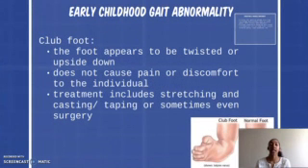An early childhood gait abnormality would be clubfoot. Clubfoot is when the foot appears to be twisted or upside down. It does not cause the individual any pain or discomfort. Treatment includes stretching and casting, or stretching and taping, sometimes even surgery.